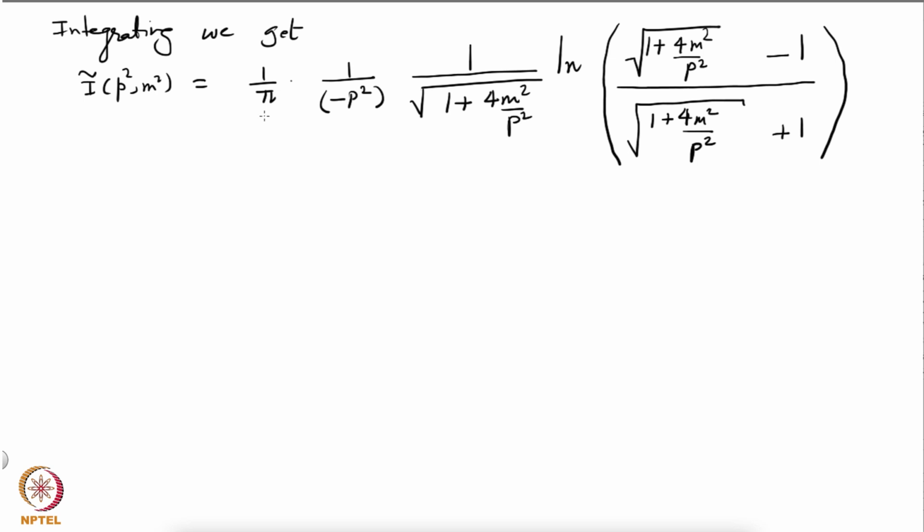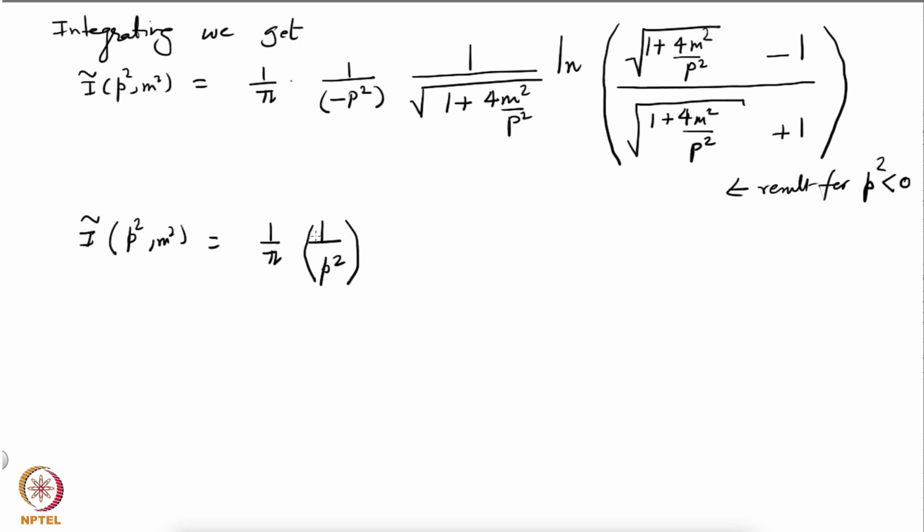Now I can analytically continue this, which is still for positive P square, to all of the complex plane. So I am treating p square as complex, and I have removed this restriction of p square being negative.